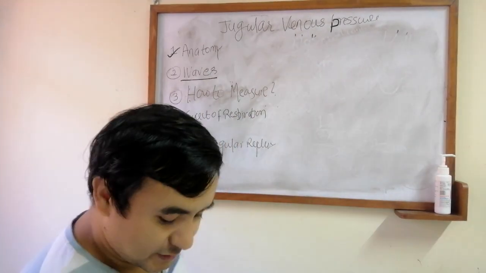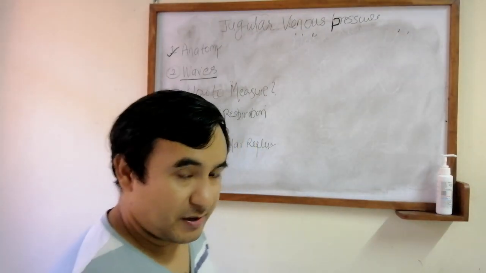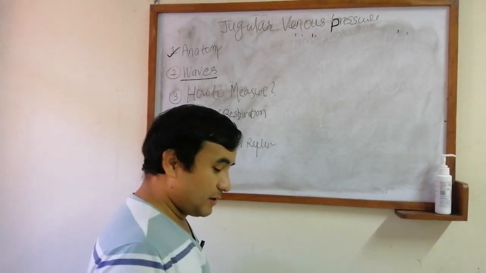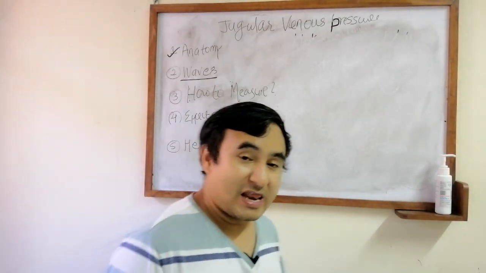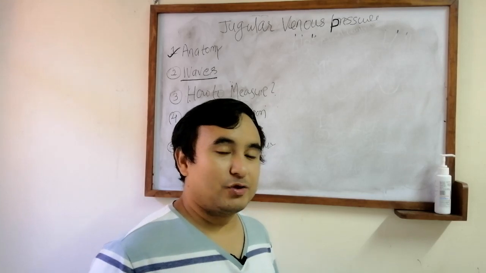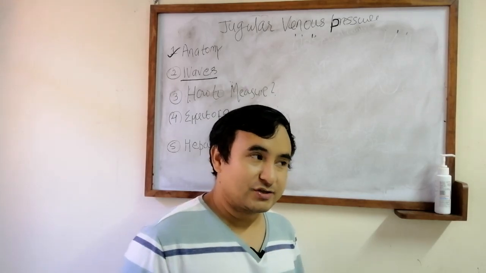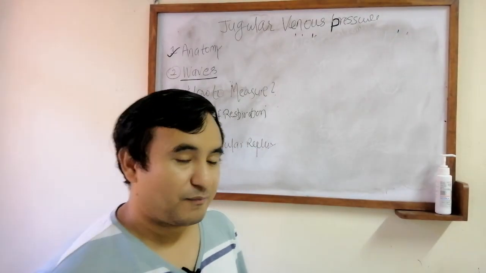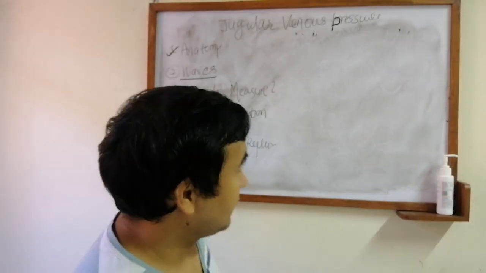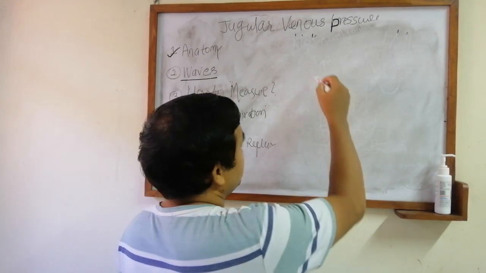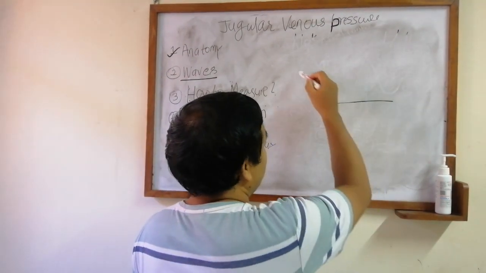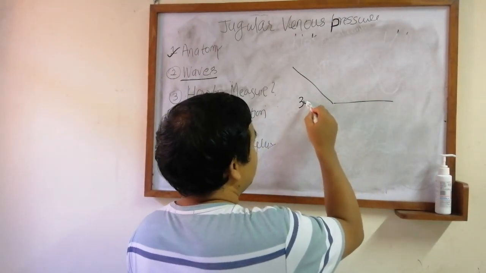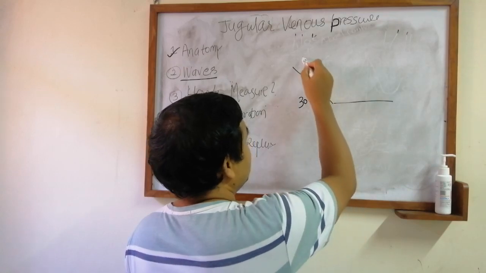Then how to measure the JVP? To measure the JVP, you can measure it in any position, whether the patient is in supine position or sitting position or sometimes standing position. You can measure at any position, but preferably we ask our patient to sleep in a 30 to 45 degree position.